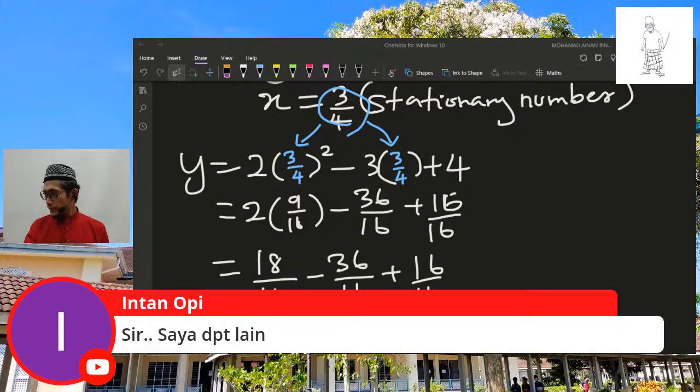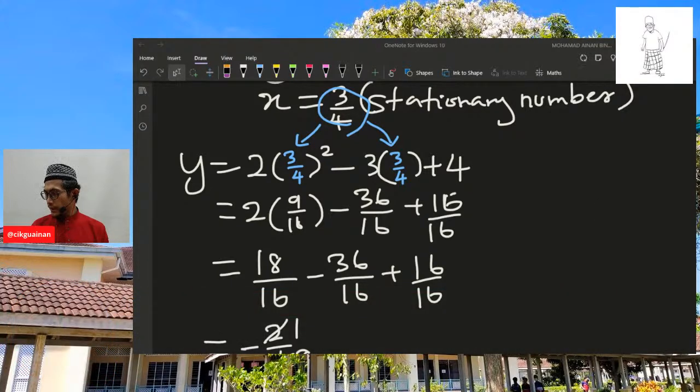Okay, can anyone help me with this one? Intan here claims that she got a different answer. I think... oh, 23 over 8. This one minus what?